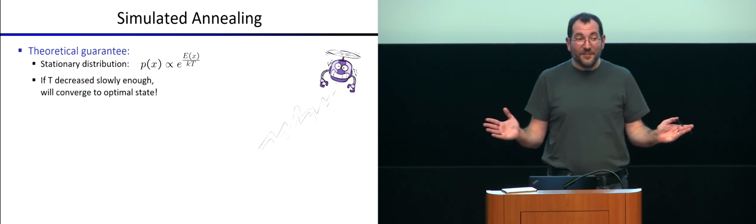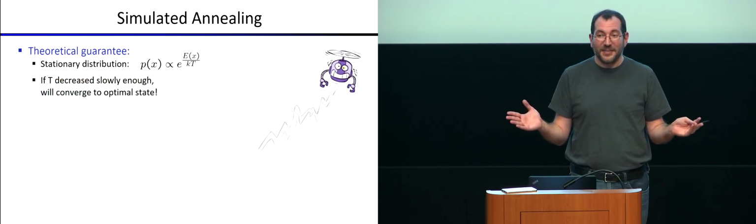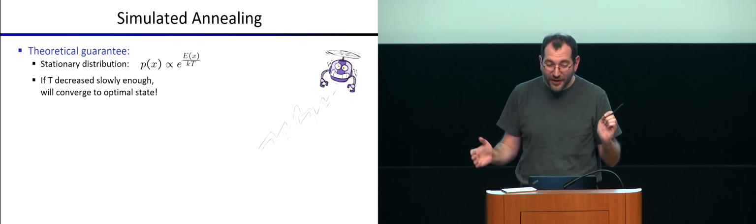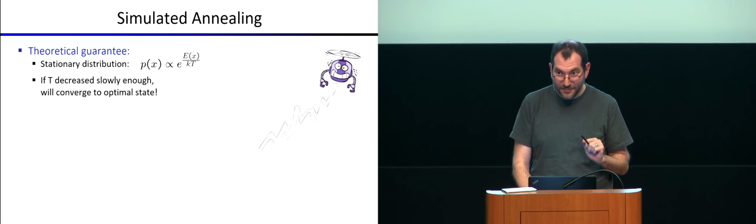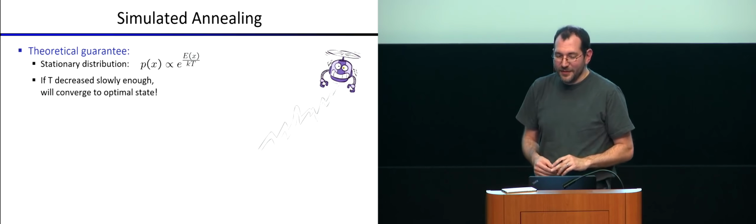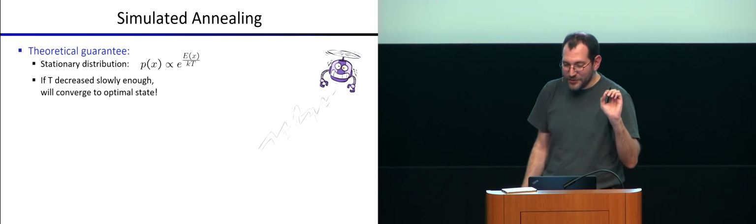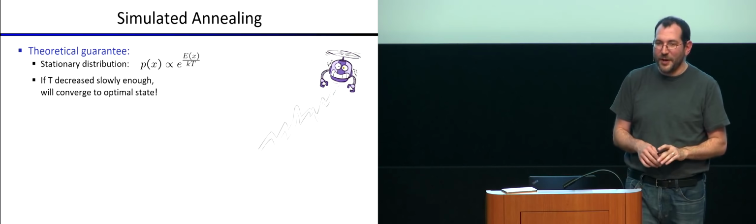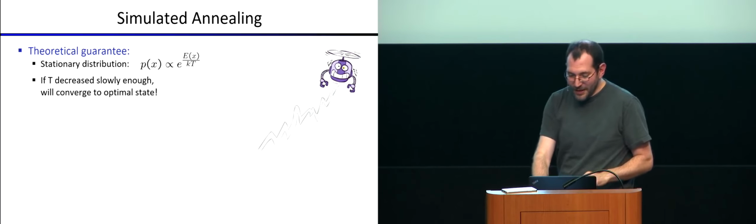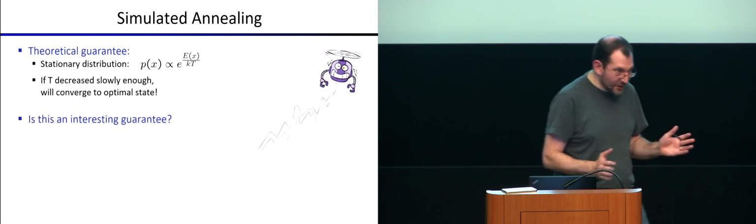Amazingly, this is one of the few search processes that has a guarantee. It has a theoretical guarantee of optimality. Okay? So it basically says that if you decrease your temperature slowly enough, you will eventually converge to the optimal state. Why is that? Well, it's a really interesting guarantee, right?